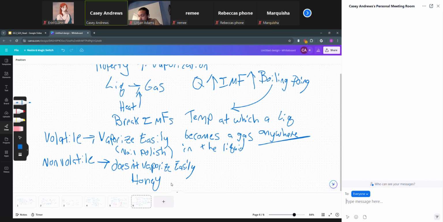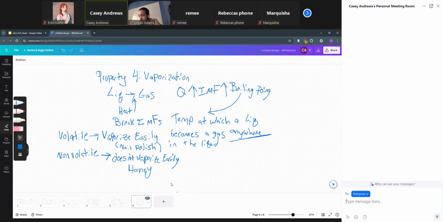So that's our terminology. Volatile, you have weak intermolecular forces, you vaporize easily. Non-volatile, strong intermolecular forces, you don't vaporize easily. Honey has a very high boiling point, by the way. Questions about vaporization?